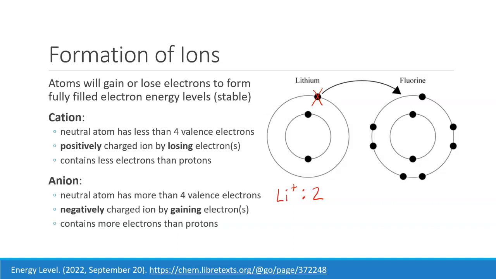Now, anions are going to be neutral atoms that have 4 or more valence electrons. And those are going to have an easier time gaining electrons and getting a negative charge. And in the example, fluorine already has 7 valence electrons. So if it takes the one from lithium, it now has 8. Okay? And fluorine, when it gains an electron, will get a negative charge. And now its electron arrangement becomes 2 and 8. And so it has a fully filled first and second energy level. Okay, and therefore it's stable.